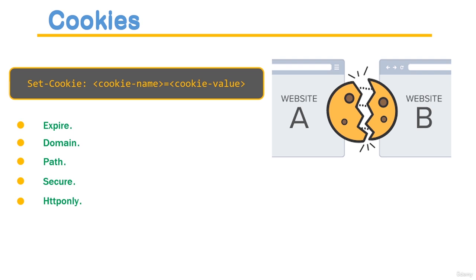And secure: if this attribute is set, the cookie will be submitted only in HTTPS requests. And the next one is HttpOnly. If this attribute is set, the cookie cannot be directly accessed via client-side JavaScript.